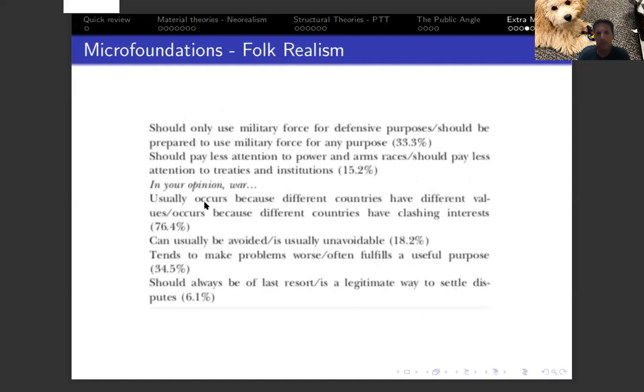This is another set of questions that they ask. Here we have a question about war. War usually occurs because different countries have different values, or it occurs because different countries have clashing interests, and the vast majority of respondents here actually took the more realist point of view. So there are different ways to measure this folk realism that the public has. This is just a general measure of that.